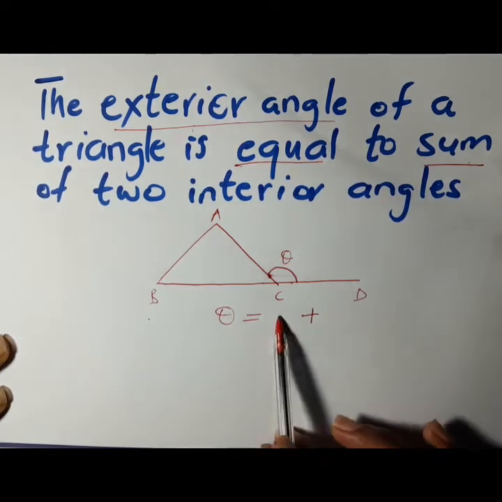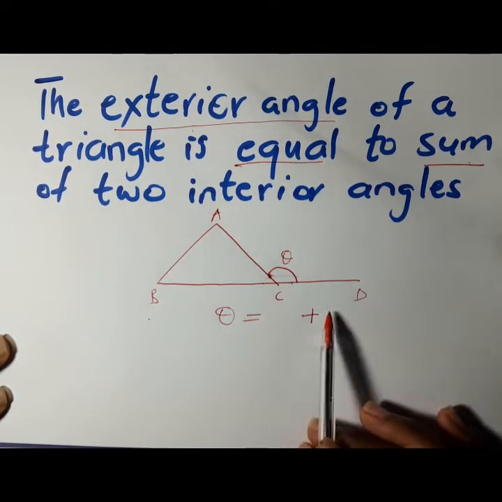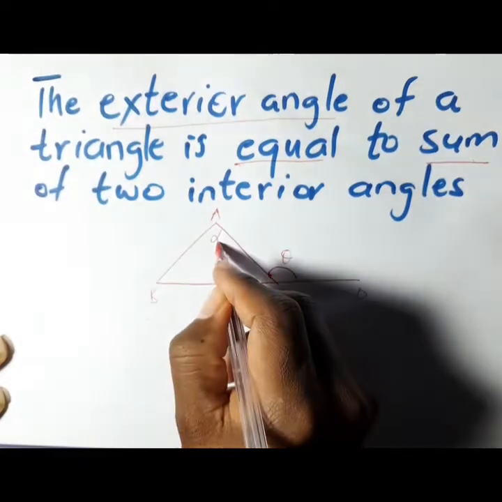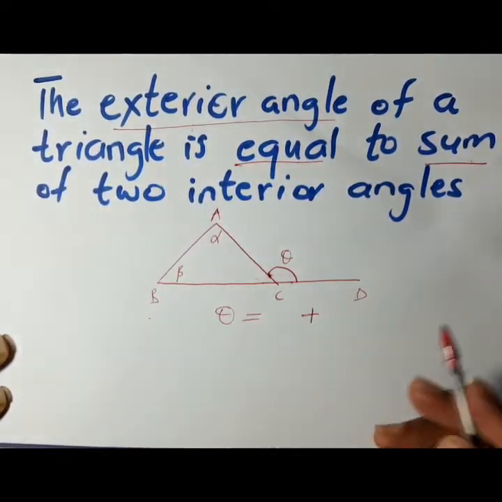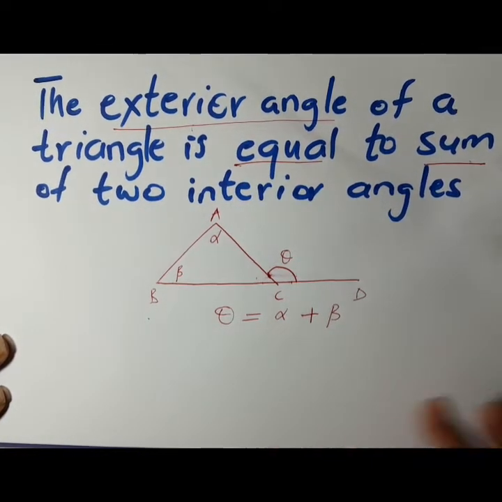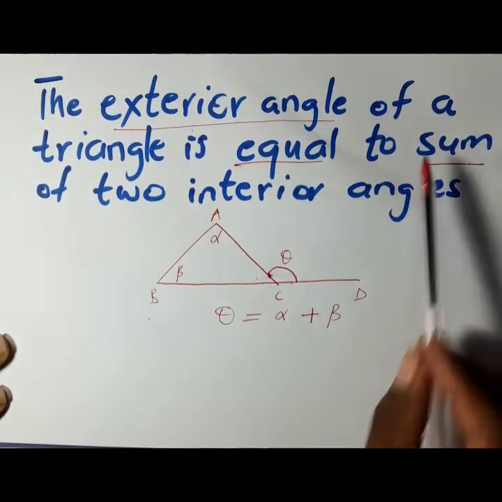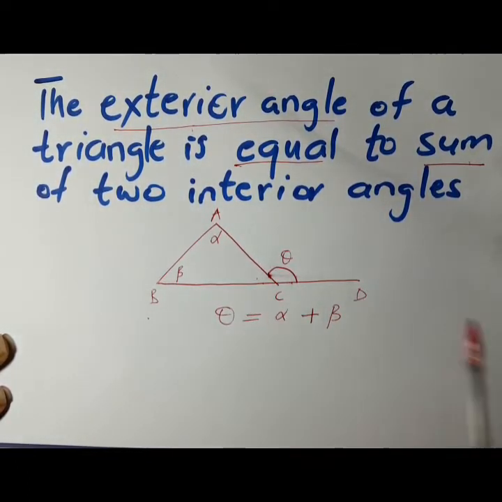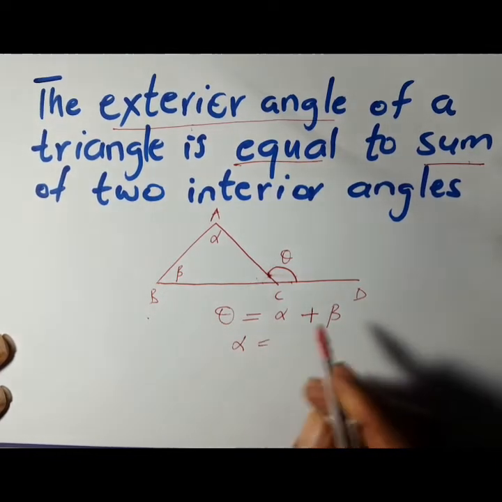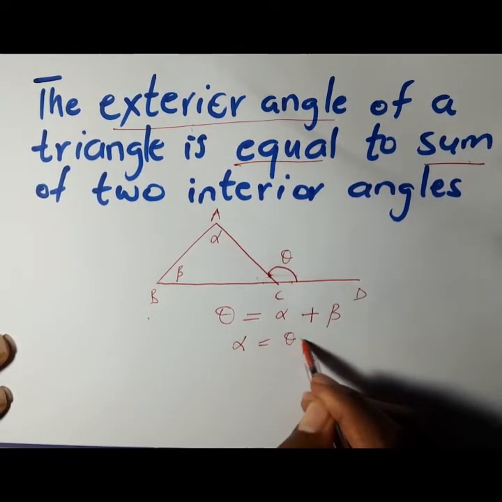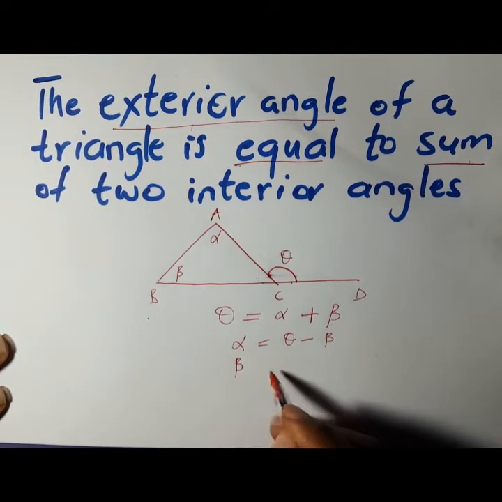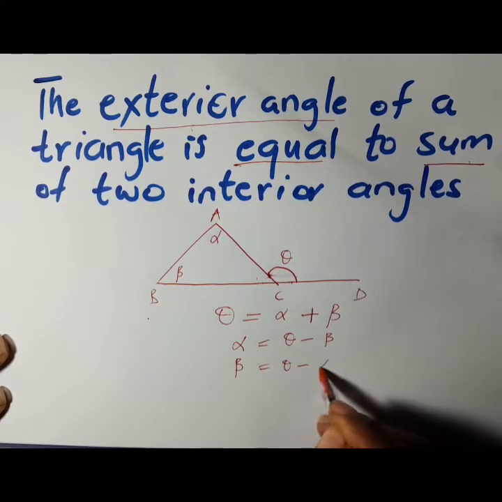two. There must be two. There's 1, 2, so I cannot add a third one, so it must be two interior angles. That doesn't include this one. So let's call this one alpha, and this one beta. It's equal to alpha plus beta. You take all this wording, and that's what you do. And then you say to yourself, if I'm looking for alpha, then it is theta minus beta. And if I'm looking for beta, then this would be theta minus alpha.